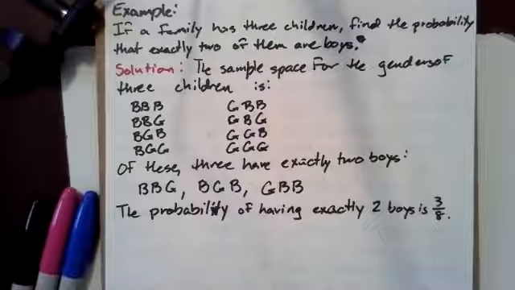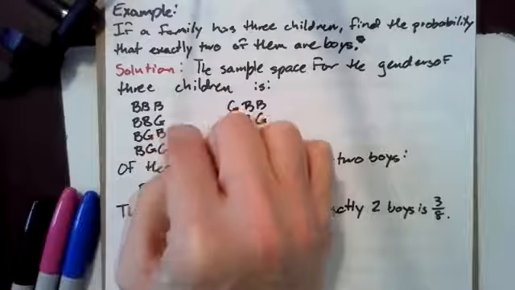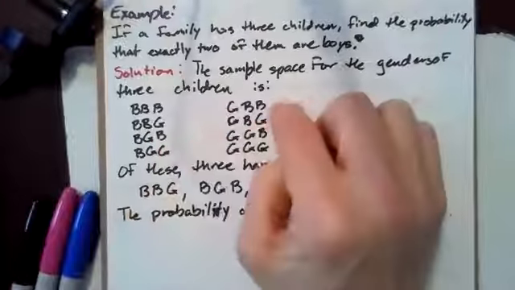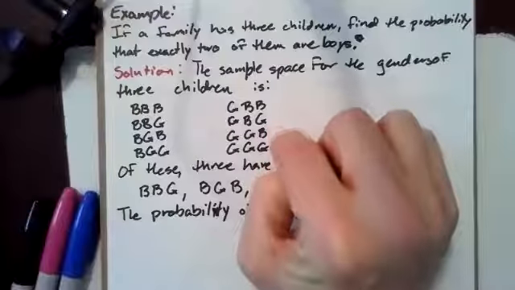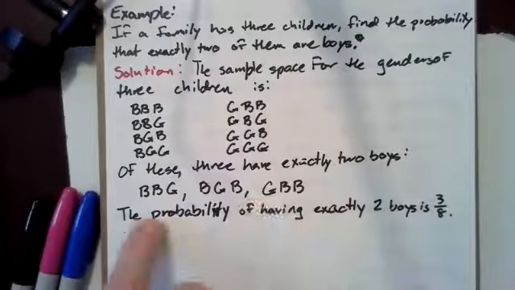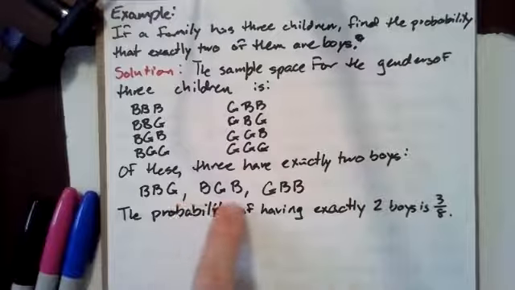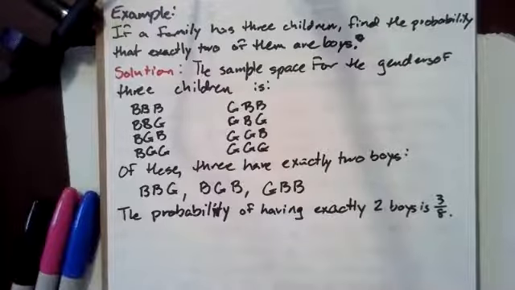Here's another example. If a family has three children, find the probability that exactly two of them are boys. The sample space for the genders of three children is the same as we established in the previous video. Three boys; two boys and a girl; a boy, a girl, and a boy; a boy and two girls; a girl and two boys; a girl, a boy, and a girl; two girls and a boy; or three girls. Of these, three have exactly two boys: boy, boy, girl; boy, girl, boy; girl, boy, boy. The probability of having exactly two boys is 3/8.